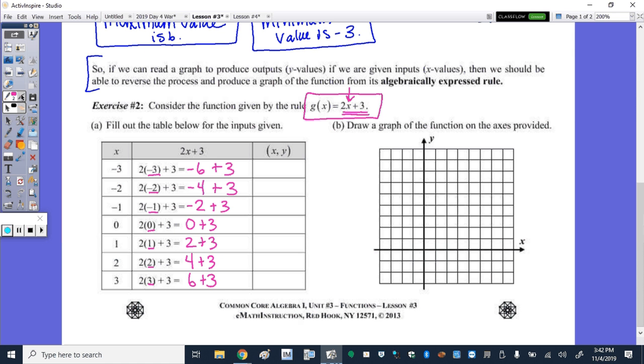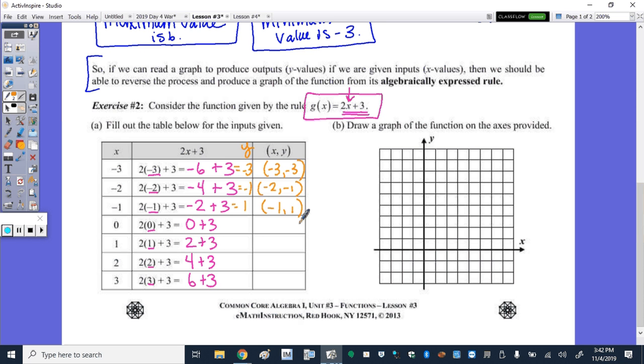All right. I don't know why there's not a Y column, but negative 6 plus 3 is a negative 3. So that will give us the point negative 3, negative 3. Negative 4 plus 3 is a negative 1. So that gives us the point negative 2, negative 1. Negative 2 plus 3 is 1. So that gives us the point negative 1, 1.